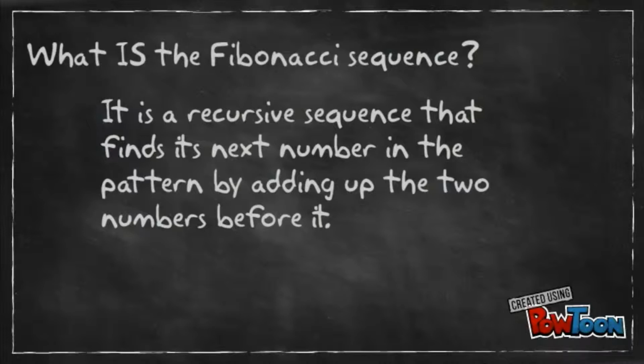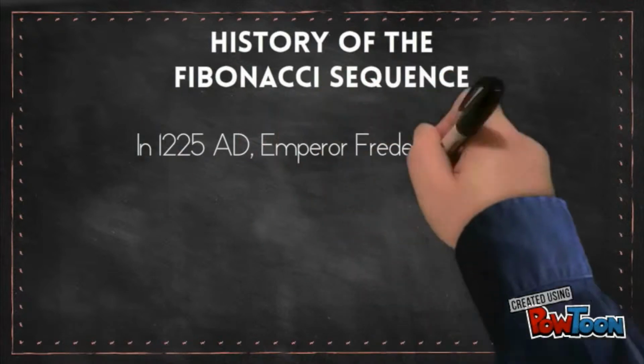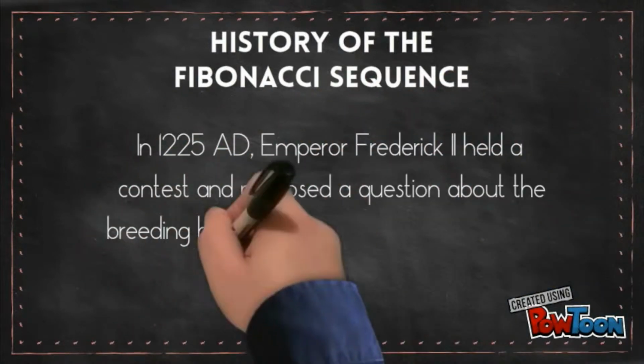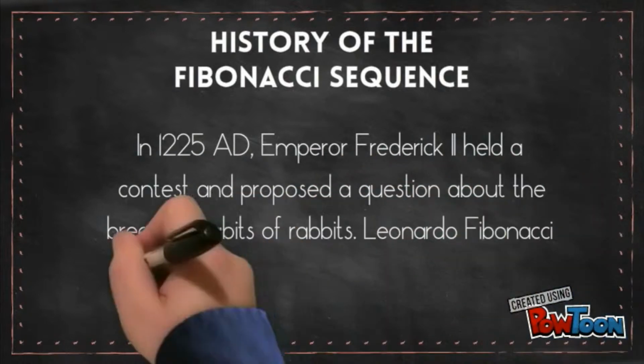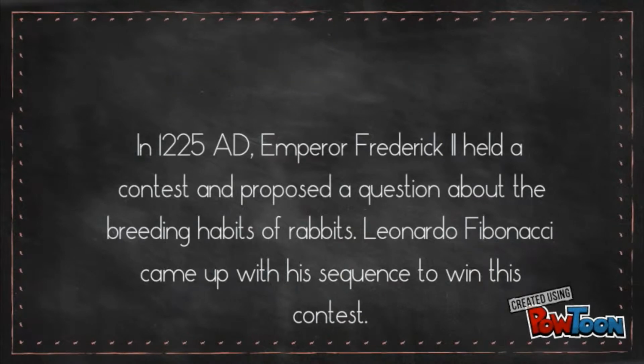It is a recursive sequence that finds its next number in the pattern by adding up the two numbers before it. In 1225 AD, Emperor Frederick II held a contest and proposed a question about the breeding habits of rabbits. Leonardo Fibonacci came up with his sequence to win this contest.